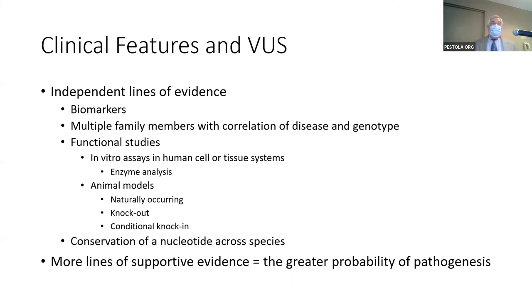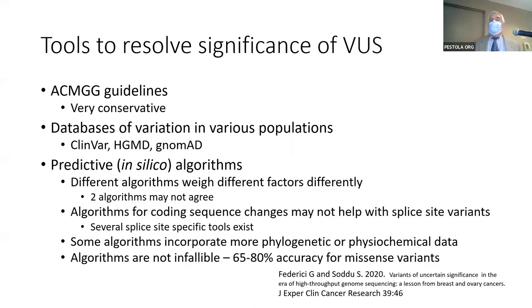The wider the range of species with that conservation, the more evidence. And of course, the more lines of these evidences, which are almost independent, the greater the probability that the VUS has pathogenic significance. So are there tools to resolve this? Well, the lab used one tool before they return them to you. They use the ACMG guidelines.